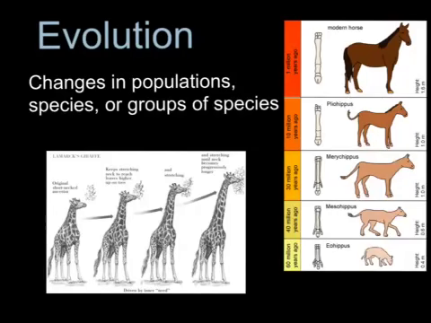This video is about evolution, and the definition of evolution is changes in populations, species, or groups of species. In this population, the giraffe, its neck slowly evolved through each generation until it got this long neck, and they needed the long neck to get the food from tall trees.